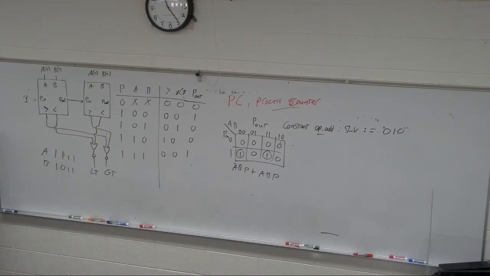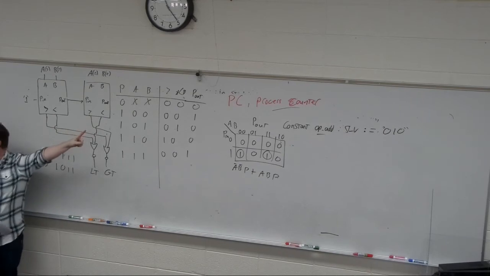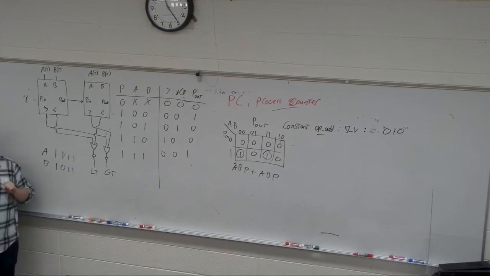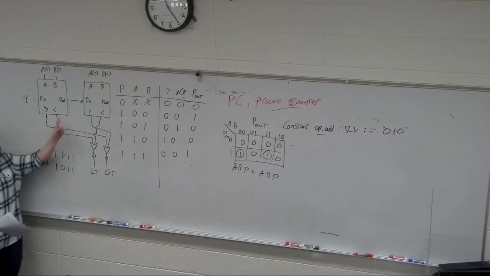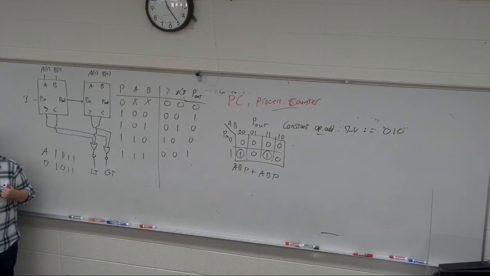Right? And now we know, because we designed it, that only one of these greater than or less than will ever be true. If either one of those is greater, greater will be true. If either one of less than is true, less than is true. They can't both be true because we designed it that way. Right? We're done.